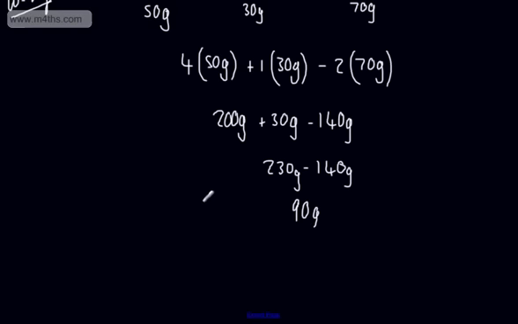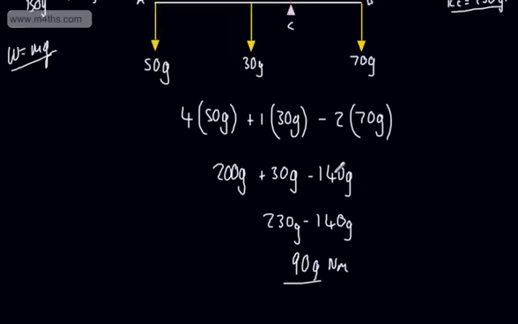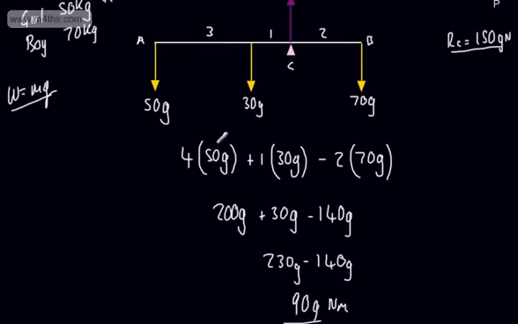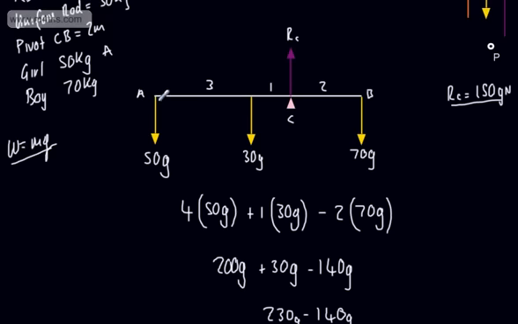So this is a positive value. So let's just put that there, Newton meters. So it's 90g Newton meters. What does this tell me? Well, this tells me that I'm going to be coming down this way right here, and we're going to be having the pivot right here, and the girl who is sitting here is going to now be coming around this way.